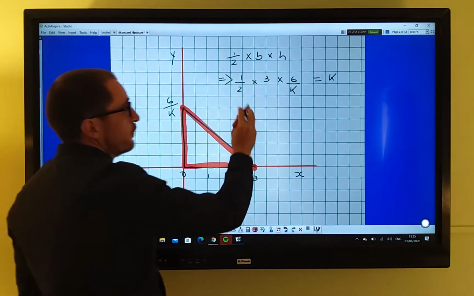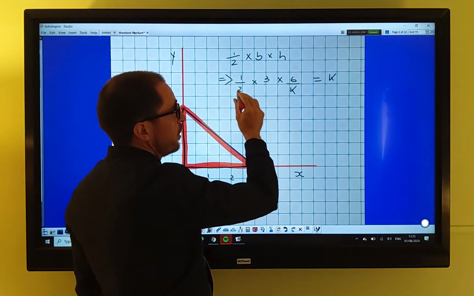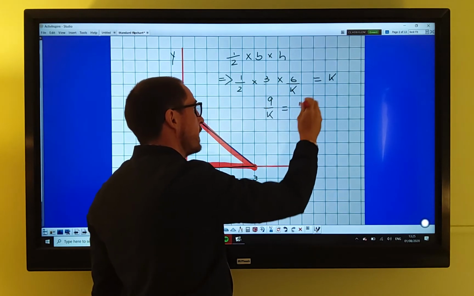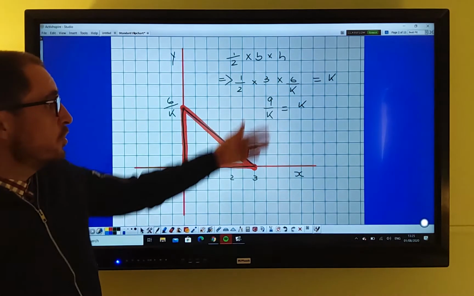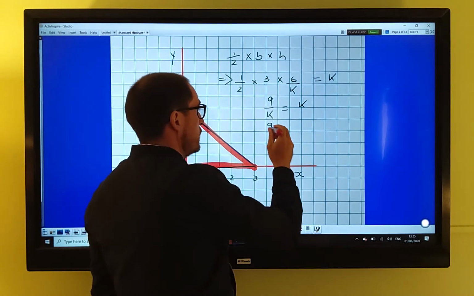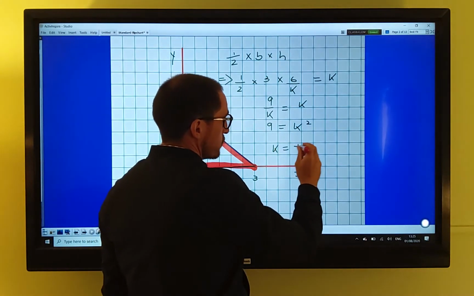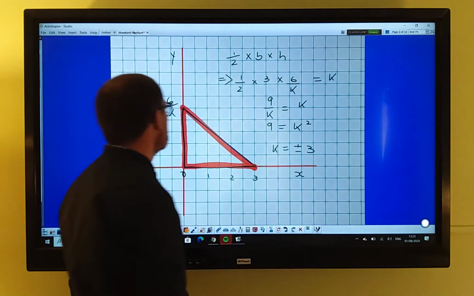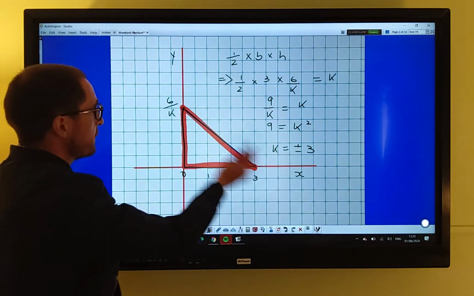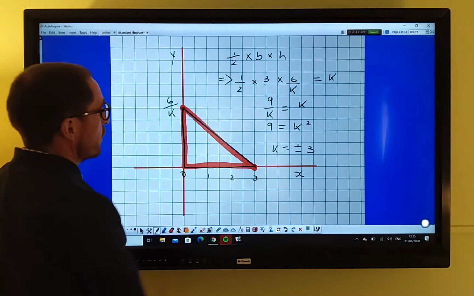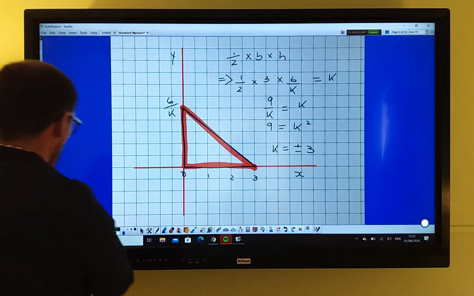So multiplying that out, 3 times 6 is 18, divided by 2 is 9. So I can say that 9 over k is equal to k. So I have my unknown. 9 is equal to k squared. So k is equal to plus or minus 3. Now it has to be positive because it's the positive sense of the x-axis. But we're asked to find k.